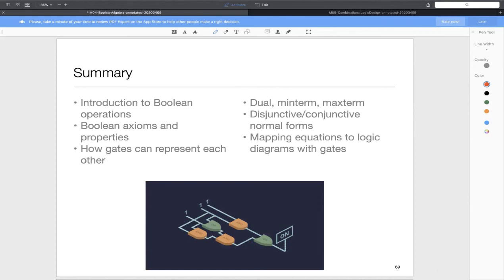So to summarize, what we saw in this module is Boolean operations. We saw some of the properties. We saw that gates can represent each other, and really all we need is a large enough supply of 2-input NAND gates or 2-input NOR gates, and you can do anything. Anything that can be computed can be built using just those. We saw some definitions: dual, min-term, max-term, DNF, CNF, and we saw how to map equations to logic diagrams.